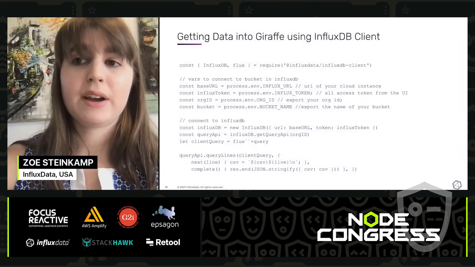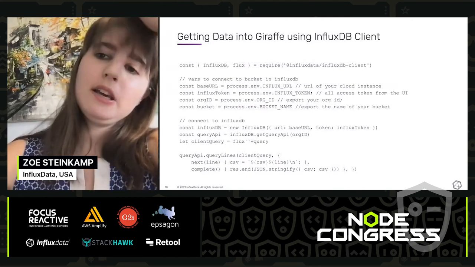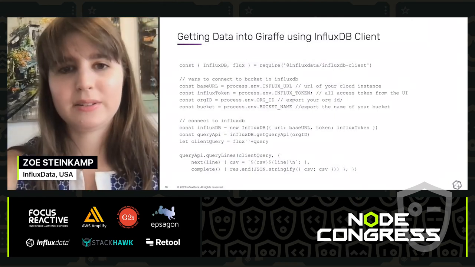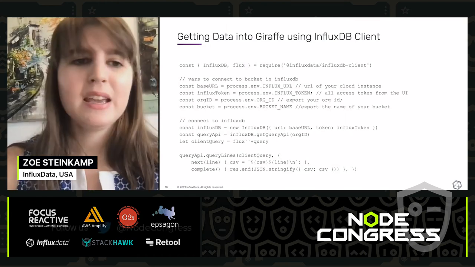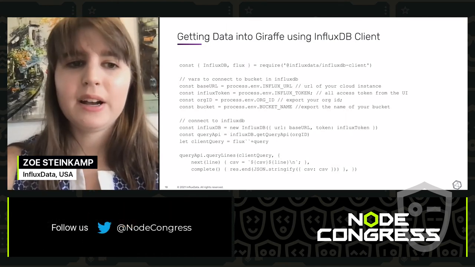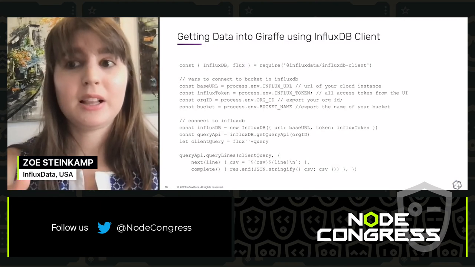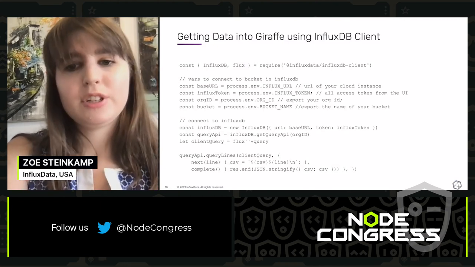Getting data into Giraffe using our InfluxDB client. I didn't put in the API one because this is a JavaScript talk, so I decided to do the JavaScript client. You basically just need your URL, your token, your org ID, and your bucket, which are all things that you would find in the InfluxDB client. From there, you just connect it up.